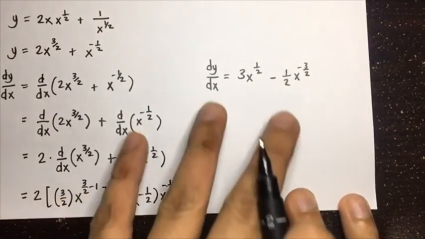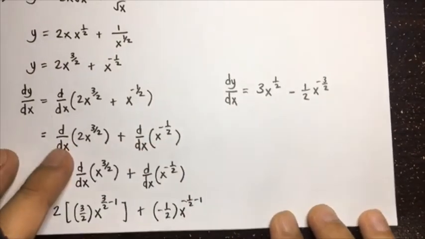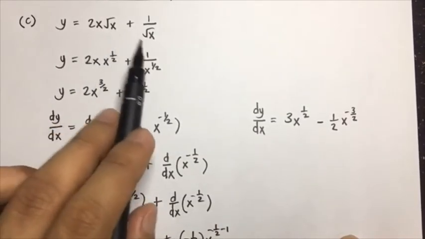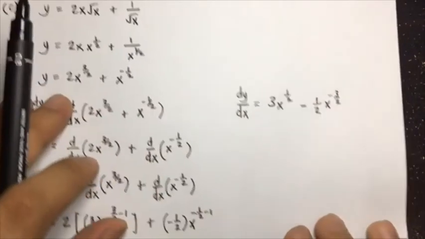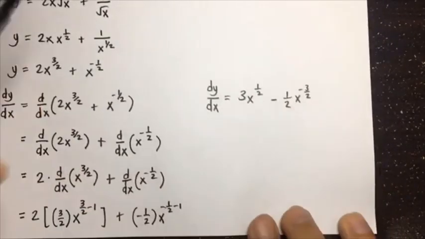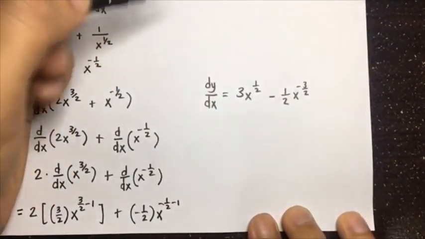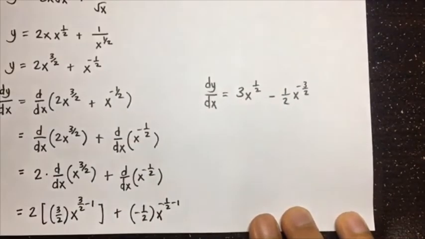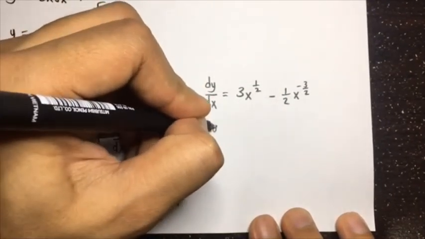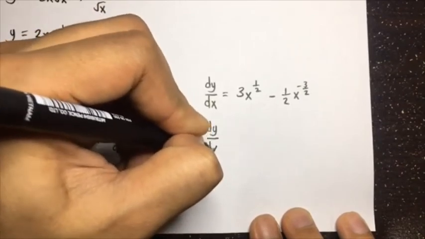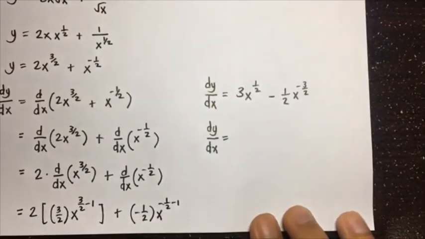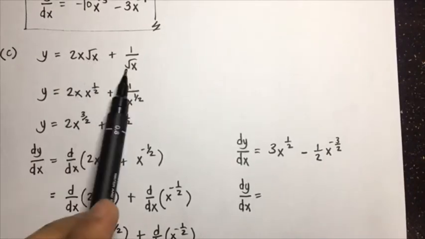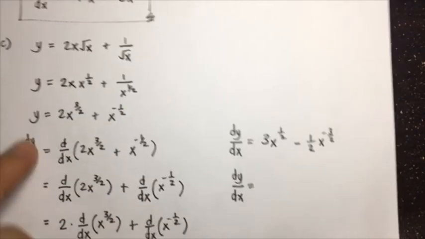Okay? So, you can have your answer like this, or you can turn it back into radical form, since our given is in radical form. Whatever form is okay for me, even if it's in exponential form. But the rule is actually if the given is in radical, you also give your answers in radical form.